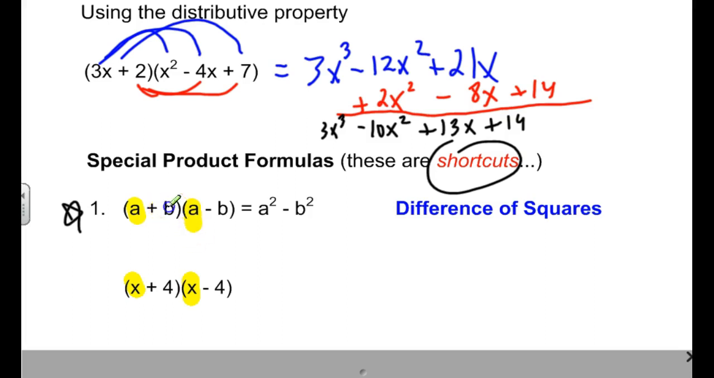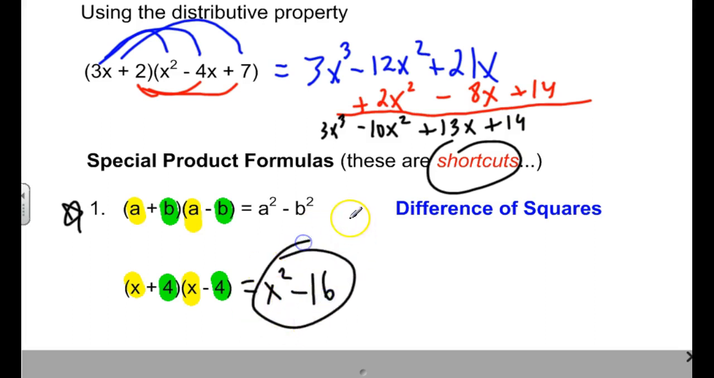And your B is like your 4. And so if you just apply the formula here, well, this must equal A squared, which is x squared, minus 4 times 4, which is 16. So that's your answer. You did that quick.